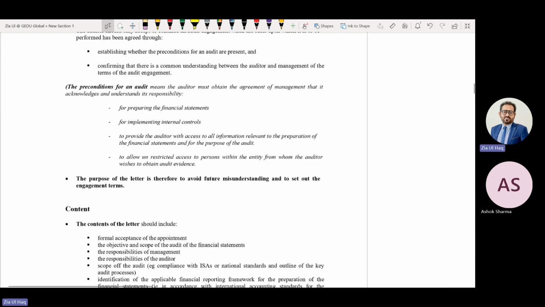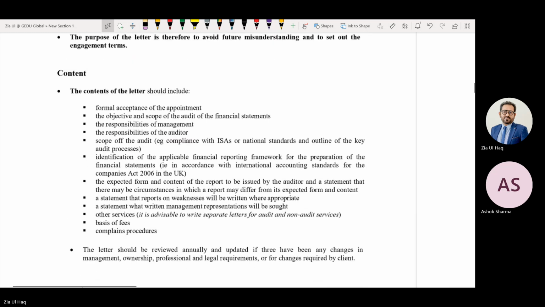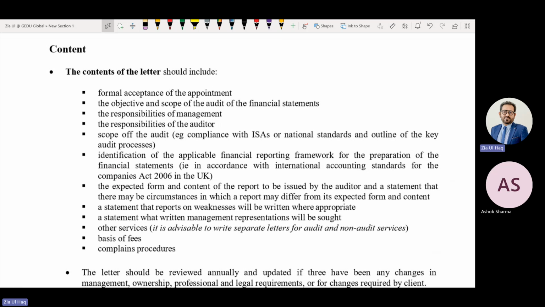And there are some contents of the engagement letter that the examiner asks in the exam straightforwardly. Objective and scope of audit we write down in the engagement letter. What are the management responsibilities relating to audit? What are the auditor's responsibilities? We write these down in the engagement letter. What will be our scope of audit, meaning how we will perform the audit? Either we are going to audit a single company or a group.